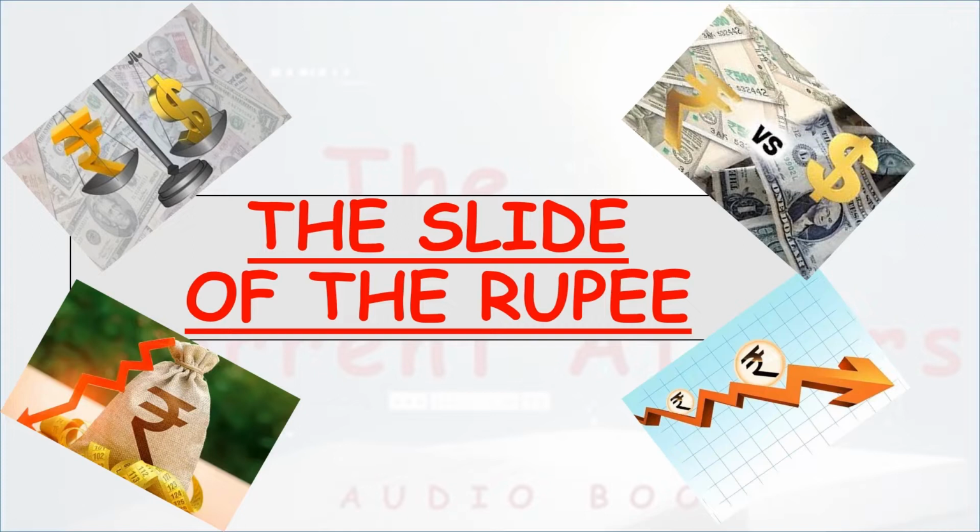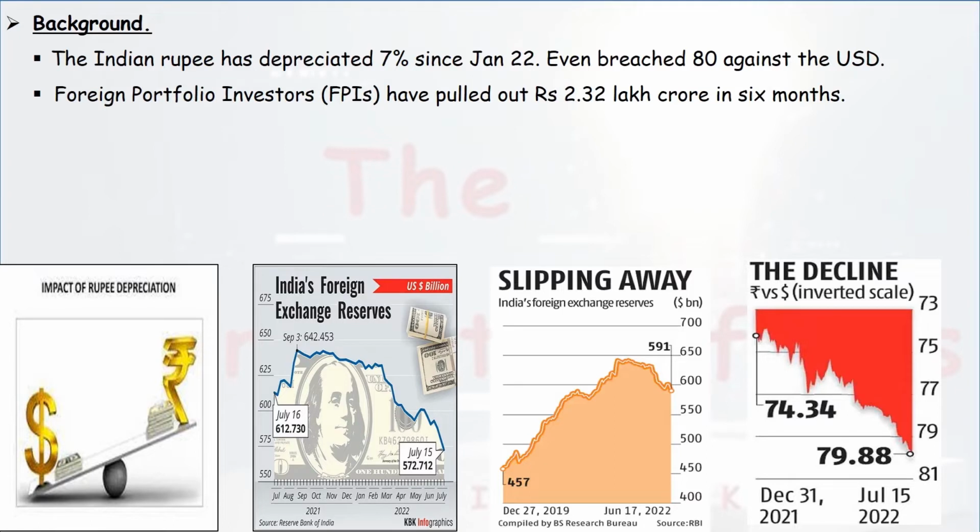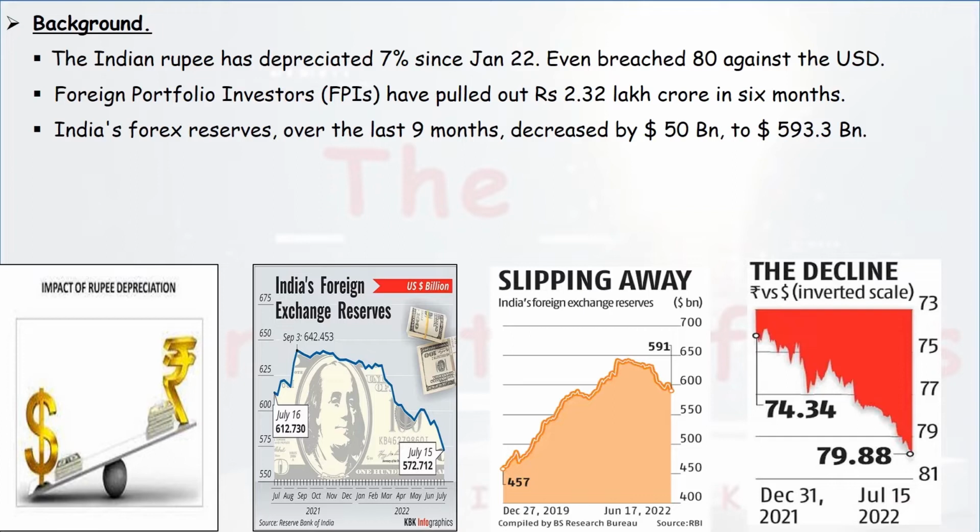In today's discussion, we will have a detailed look at the issue of the sliding Indian rupee and measures to arrest the same. The Indian rupee has plunged to a new low against the US dollar, depreciating 7% since the start of the year and even breached 80 against the US dollar. Foreign portfolio investors have pulled out 2.32 lakh crores in 6 months. India's forex reserves over the last 9 months have decreased by $50 billion to $593.3 billion.